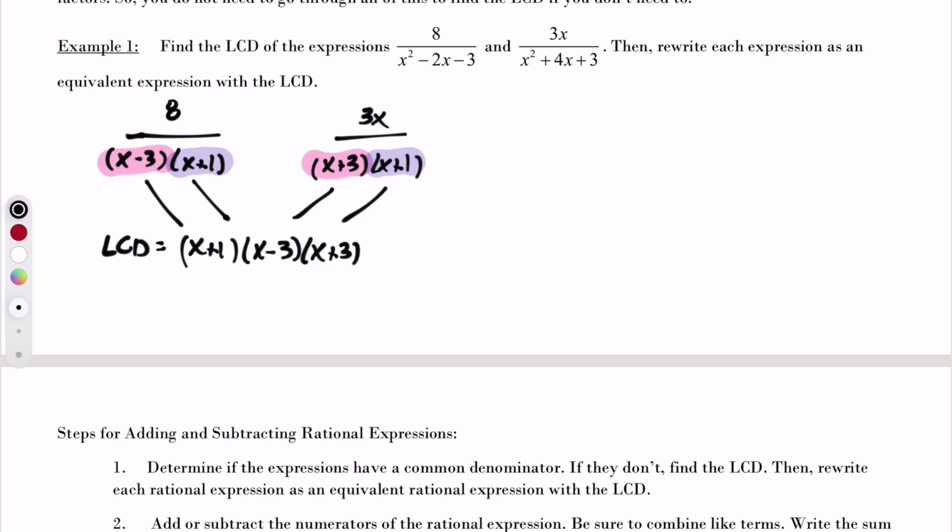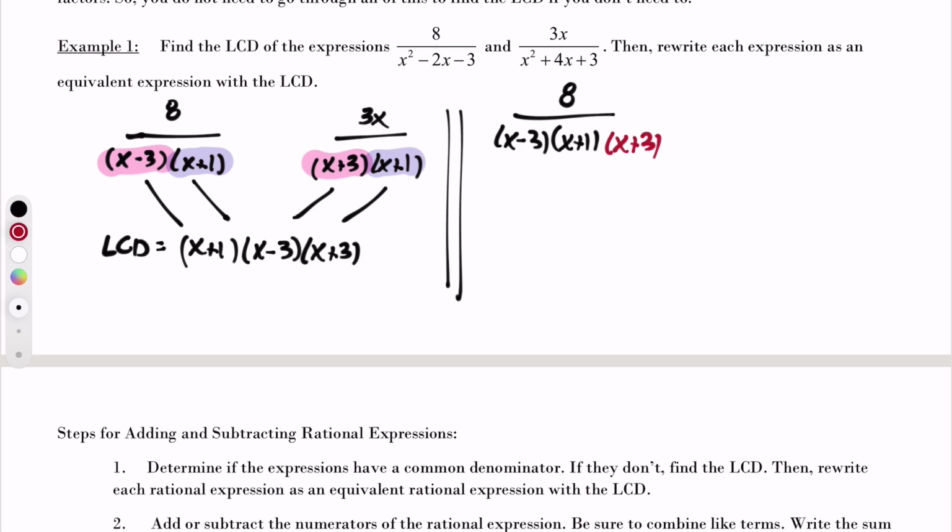So what are we asked to do? We're asked to rewrite each fraction over the new LCD. So I already had 8 over x minus 3, x plus 1. Well, the LCD also has an x plus 3 in it, so we need to multiply the denominator by x plus 3. I'm going to make that a new color because it's a new factor.